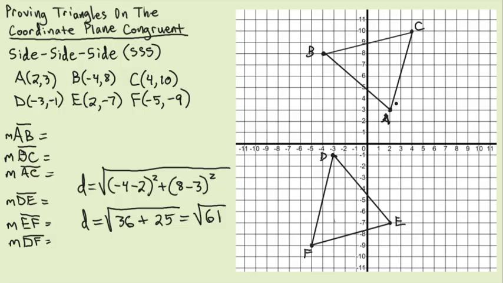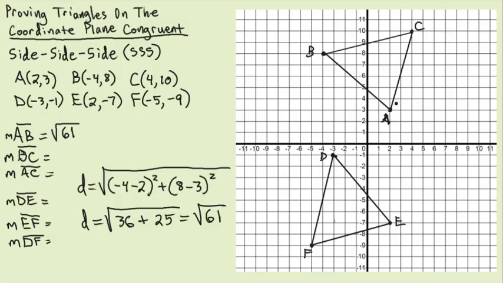Now, let me tell you something. You can leave this in this form. It's probably going to make it easier to compare because they're all going to be square roots. So over here, we're just going to write square root of 61. Now let's try the next one.